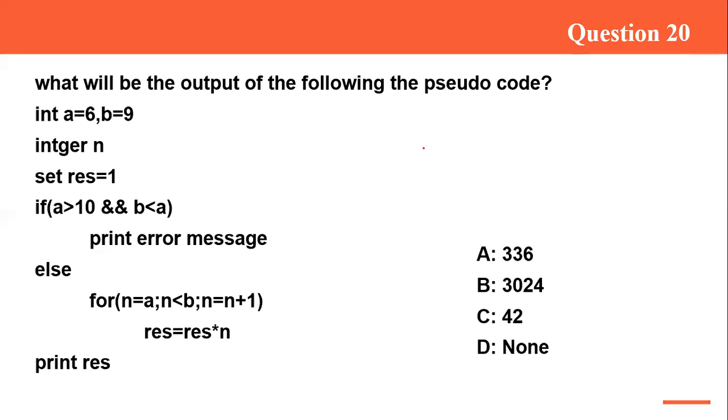Seems like A is the answer. Everyone got A only? Around 5 to 6 people have responded saying A. Oh, everyone says A. A is 336. Is it so? Okay.